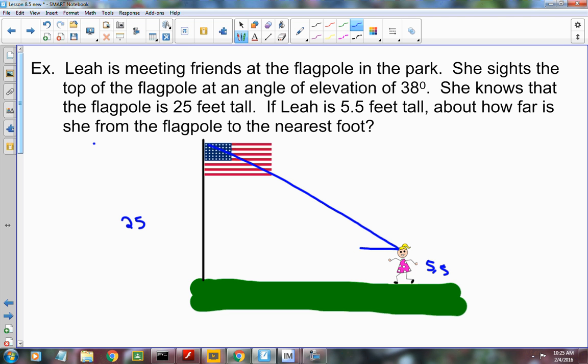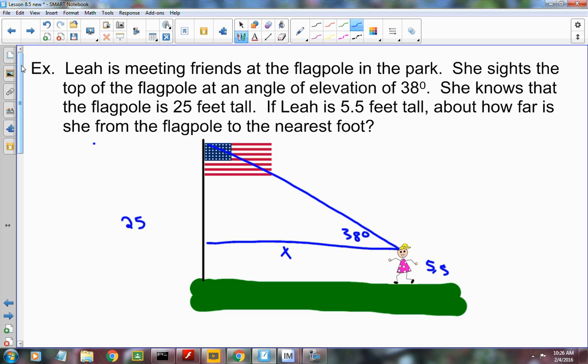Now, this is her horizontal line of sight. This is her new line of sight, okay? So the angle of elevation is 38 degrees there, okay? And we want to know how far she is from the flagpole to the nearest foot. Now, my only problem is that it tells me that the flagpole is 25 feet. She is 5.5 feet tall. Her angle of elevation comes from her height, okay?